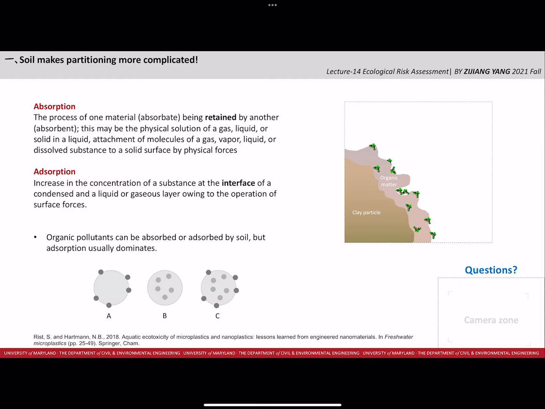This is related to absorption and adsorption. They only have the difference of B and D. So absorption is the process of one material being retained by another phase. The chemical gets into the body of another phase. On the other hand, adsorption refers to the chemical staying at the interface of another phase. So these are the differences.